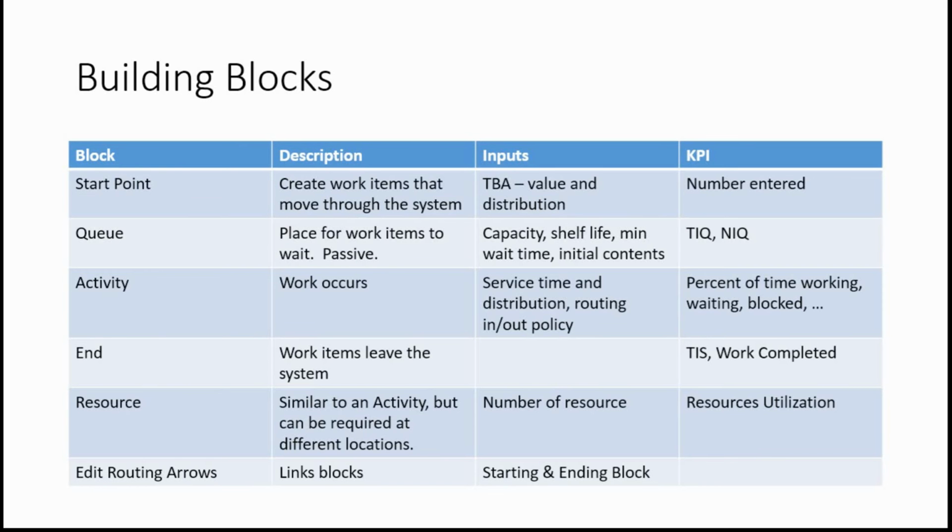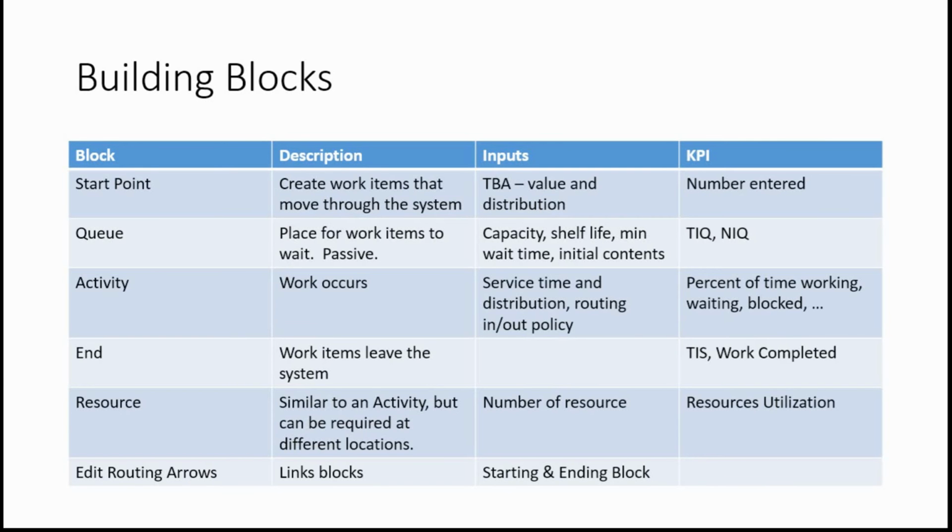The next block is a queue. It's a place for items to wait. Queues don't push things out of it, and it doesn't pull things into it. It's passive. You have some parameters, though you don't have to put any of these. The assumption is that a queue can hold an infinite number of things, but if you want to force an upper limit, there's a capacity. A shelf life tells you how long it stays in the queue before it goes bad or is no longer useful. You can also force things to stay in there a minimum time, and you can also start the model with things already in a queue. The two metrics we look at are a time metric and a count metric: the time in queue and the number in queue.